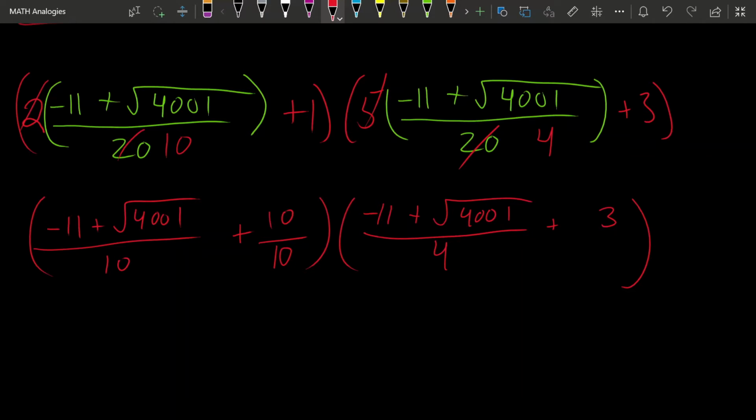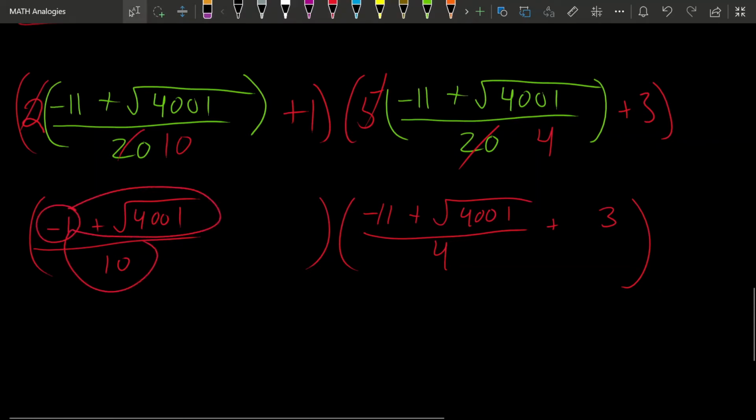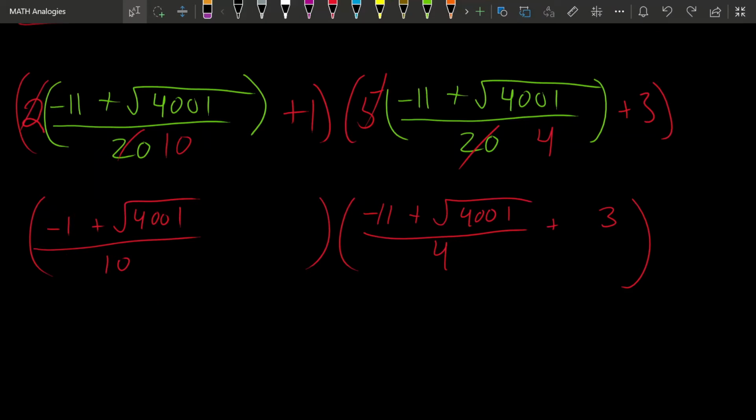And you know what? Why don't we just combine it now? So we'd have minus 11 plus square root 4001 plus 10 all over 10. Okay, so what is minus 11 plus 10? Well, that's just negative 1. So we have minus 1 plus that over 10. Alright, let's move on to the next set of parentheses.